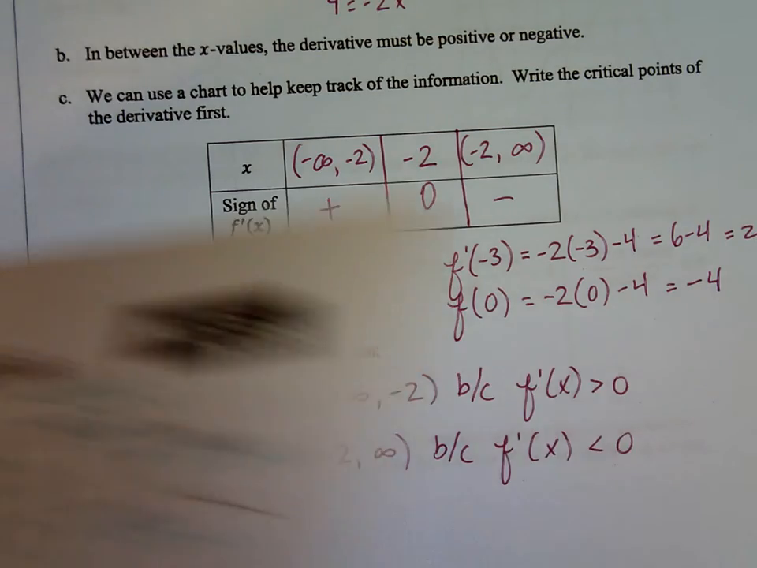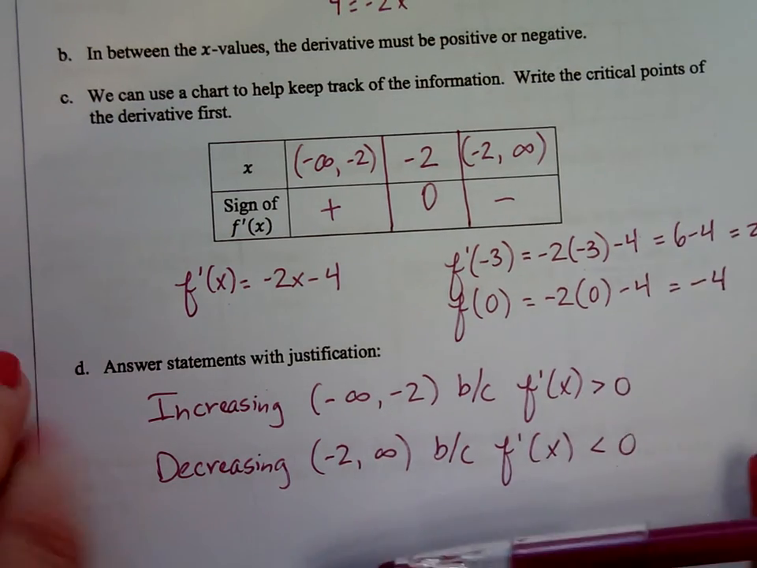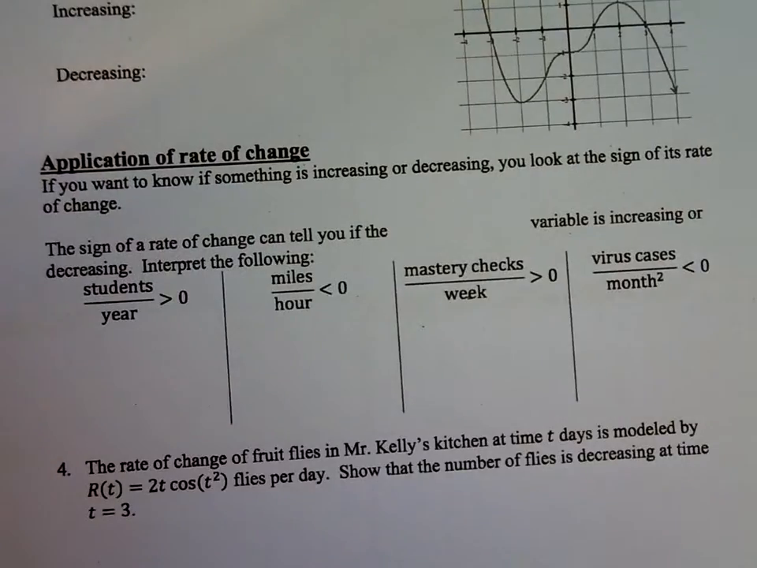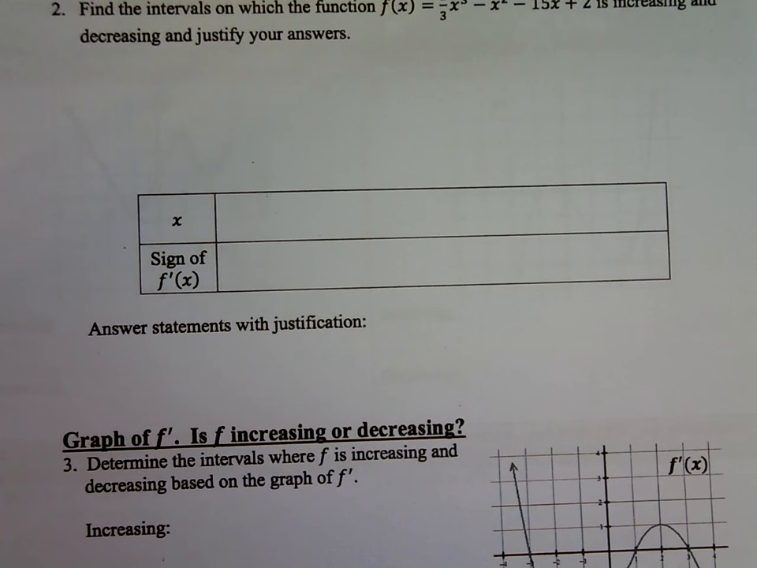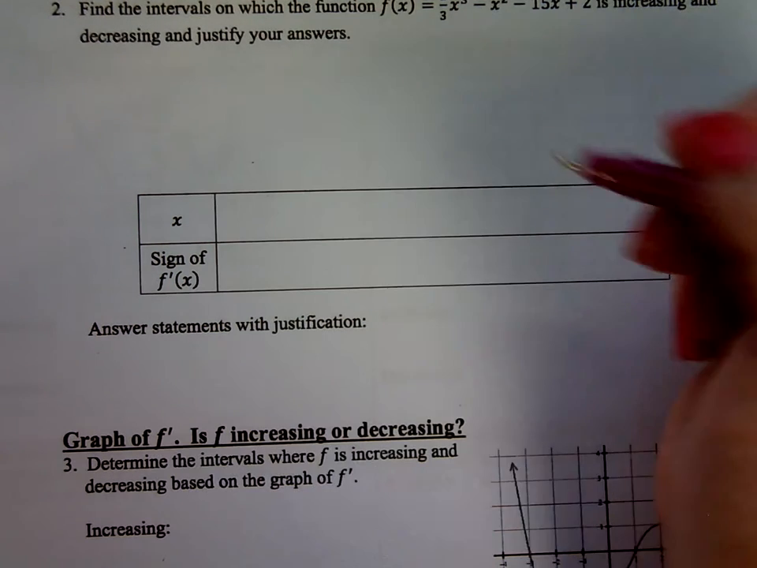All right, we're going to try another example on the next page. Number 2. Find the intervals for which this function is increasing and decreasing and justify why. All right, so I didn't show you how to do it with my shorter version rather than the big old chart. I'll show you this time around.